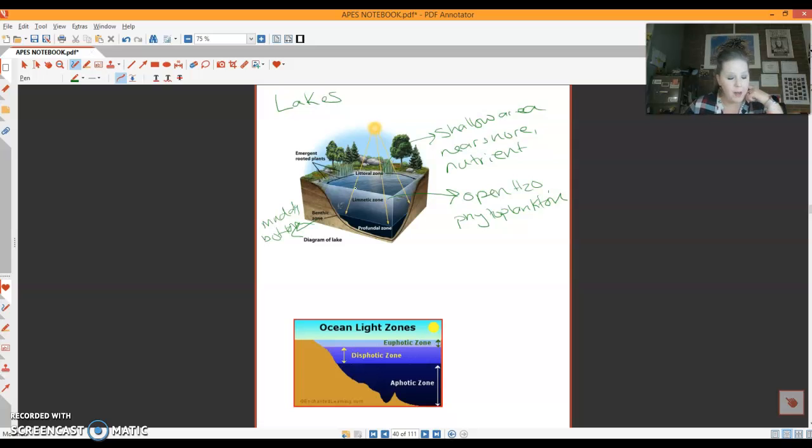Alright, so we have then the profundal zone, and if you look at the picture, guys, you can see that it is dark. There is no sunlight here, which means there are no producers, there's no plants. So the profundal zone: no sunlight, no producers. Okay.